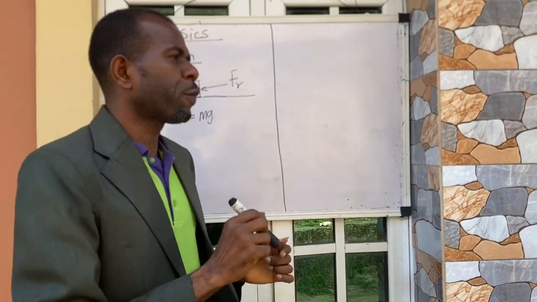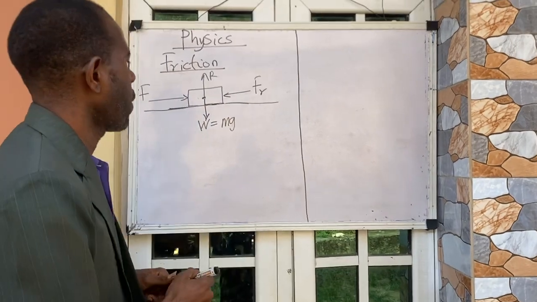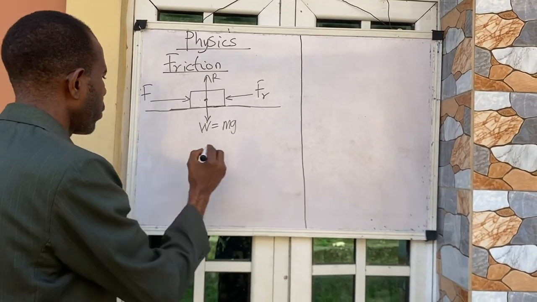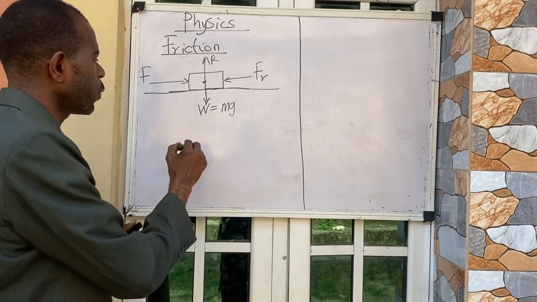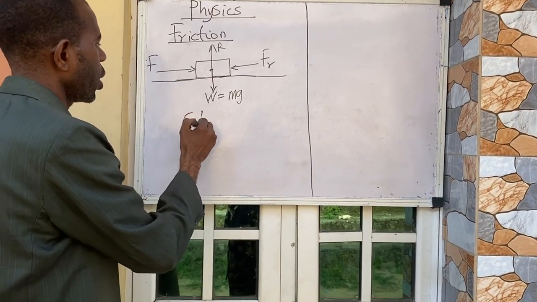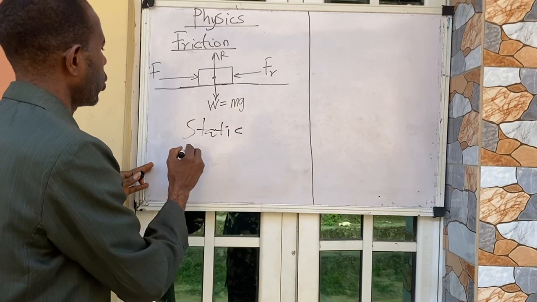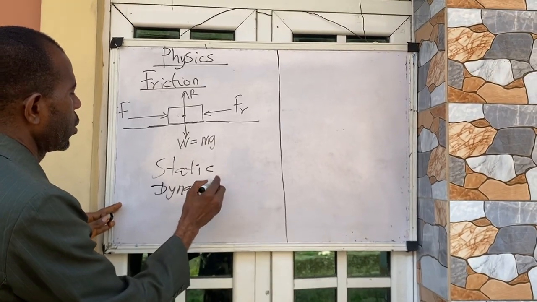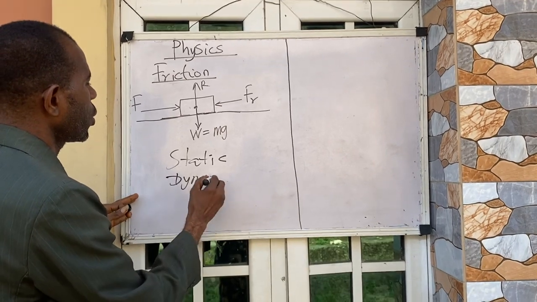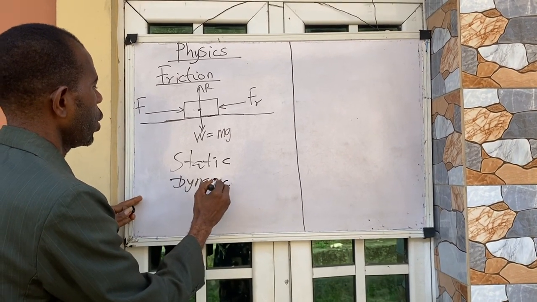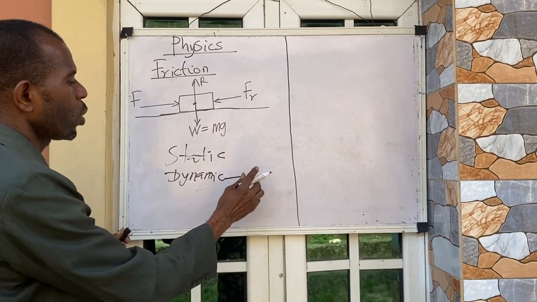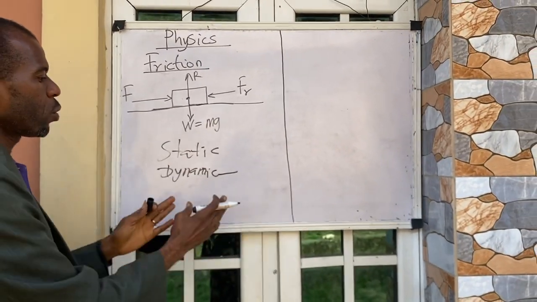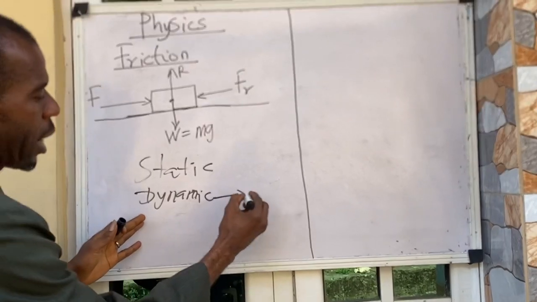So we look at this friction. Now we move into the laws of friction. Okay, before we go into the laws of friction, we have two types of friction. We have static friction and dynamic friction. Dynamic friction is a friction that exists between two moving objects. So when two bodies are moving, the friction that exists between them is dynamic.